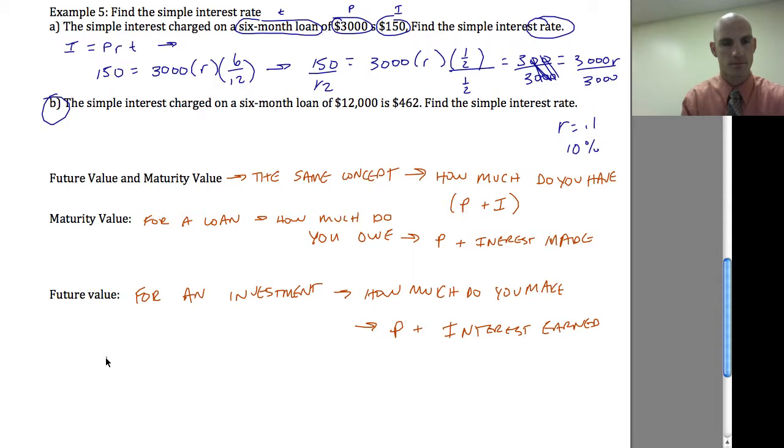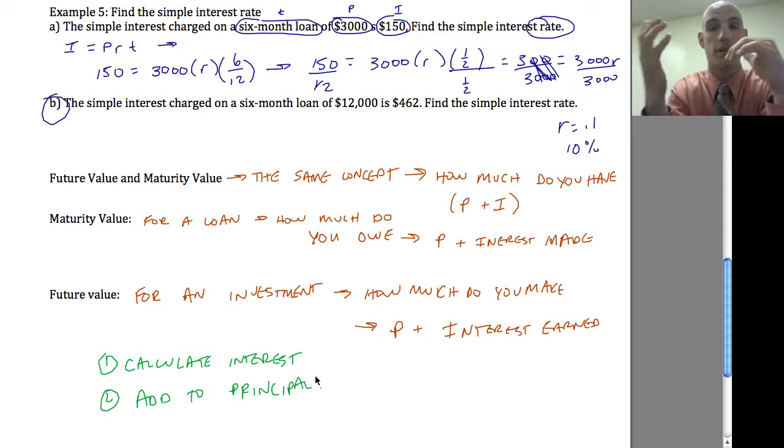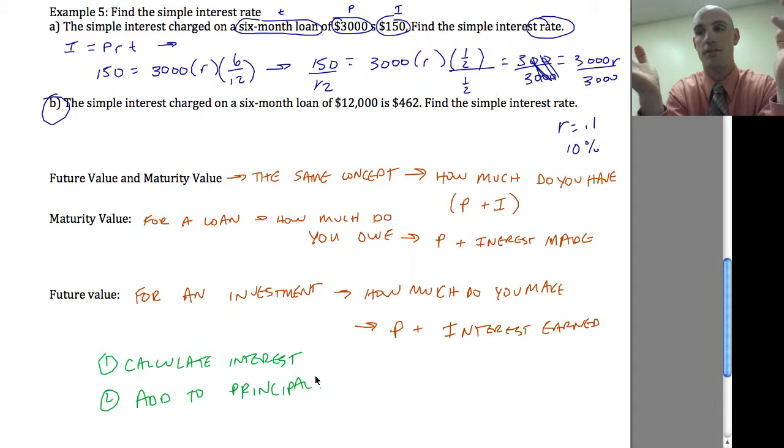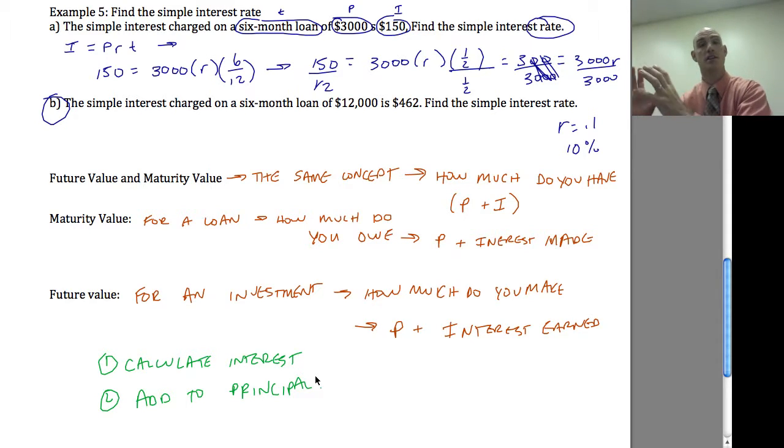Calculate the interest. Add to principal. That's all you do. You calculate the interest, then you add it to the principal. We're going to look at some problems like that, but really it's the same concept as above, so there's no need to keep doing it. Okay? Maturity value is for a loan. When it matures, you're going to owe back the principal that you borrowed, plus the amount of interest that you incurred. And for future value, that's an investment. You invest, you get back your principal, plus whatever you make.